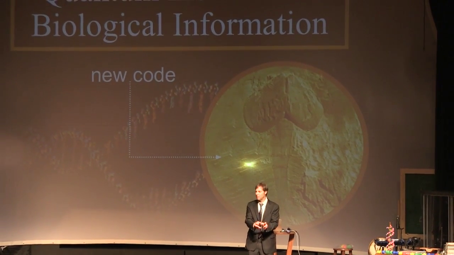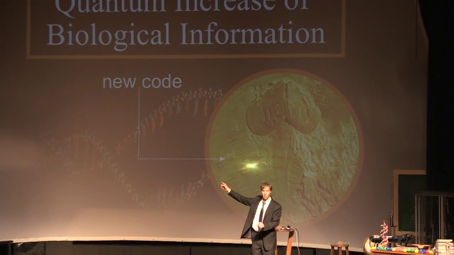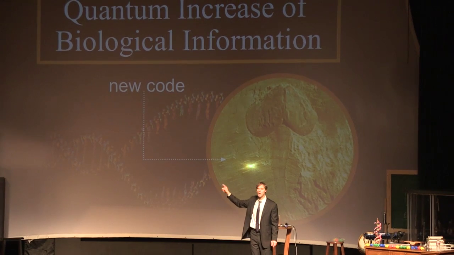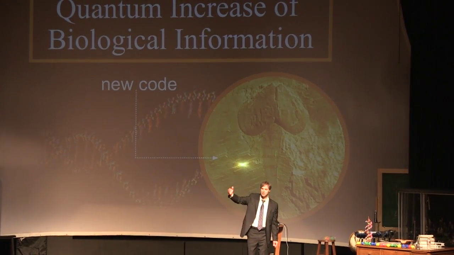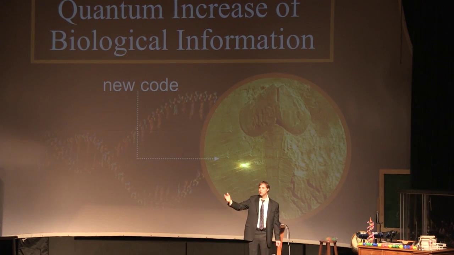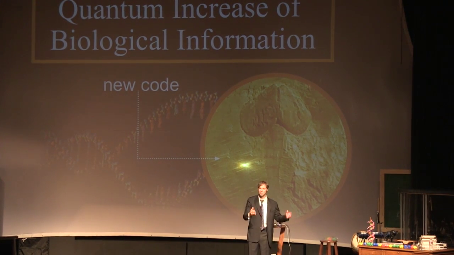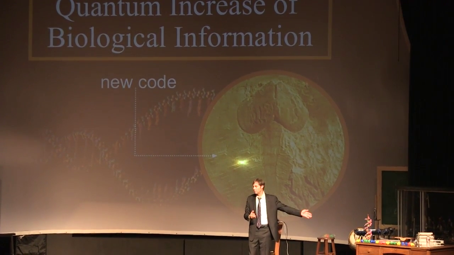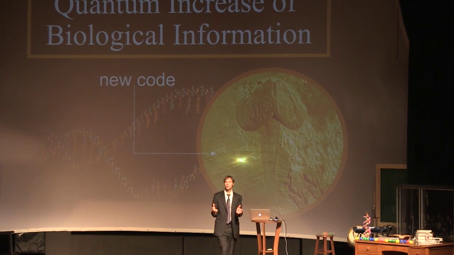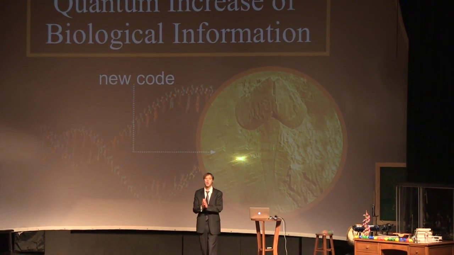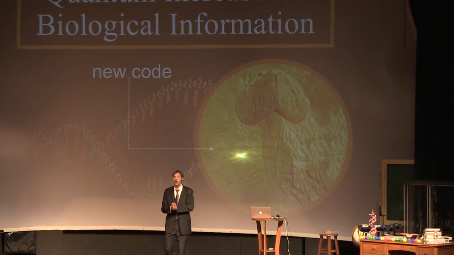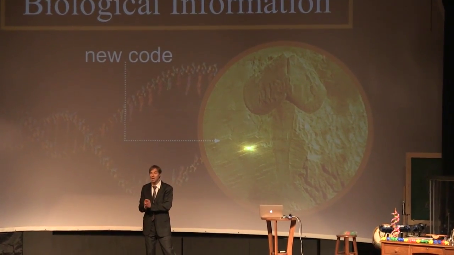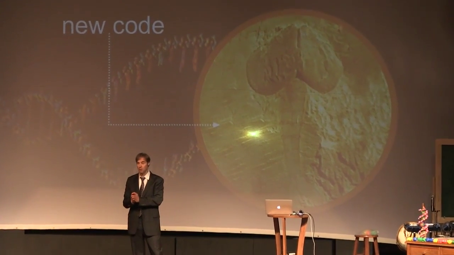Where do the proteins come from? The DNA, the new code. So if you want to build a new animal, you've got to have new code. That's the point. Lots of it. Every new animal requires new cell types. Every new cell type requires new proteins. Every new protein requires more genetic information. So the Cambrian explosion is not just an explosion of new animal form. It's an explosion of new biological information.